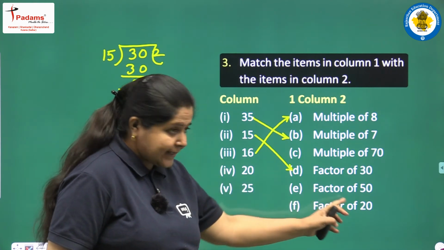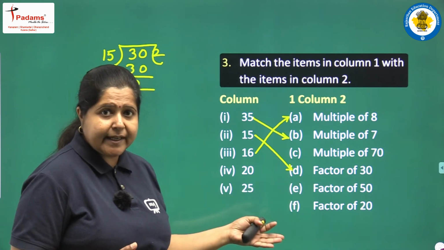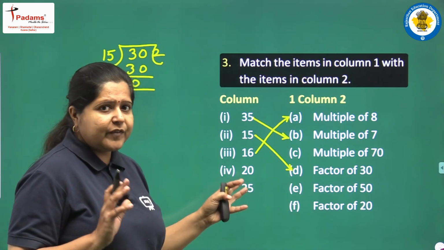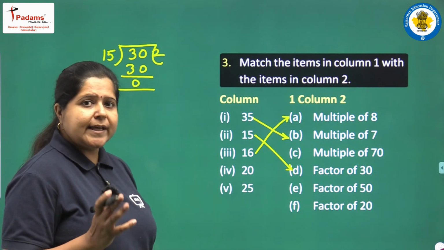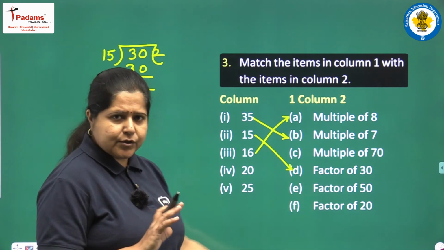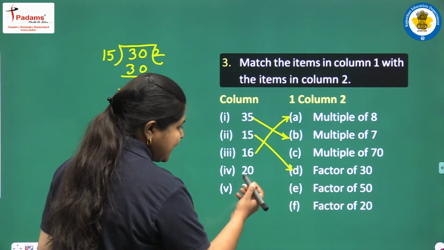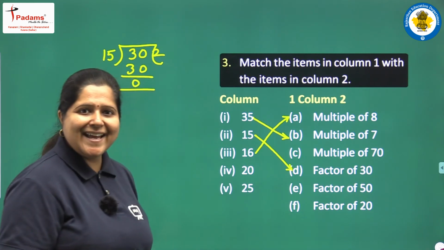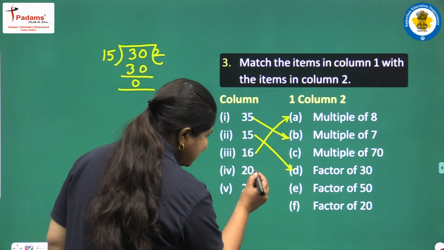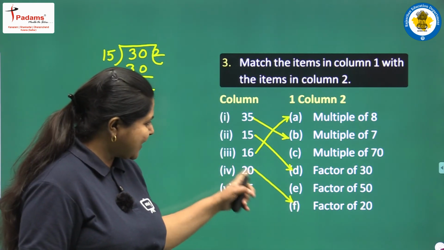Is 20 a factor of 50? Is 20 dividing 50 completely? Is 50 present there in the table of 20? Obviously not. We know 2 2s is 40 and 2 3s is 60. 50 is not there. So it's not a factor of 50. Then 20, factor of 20. Yes, every number is a factor of itself, and so 20 is a factor of 20. These two will match together.